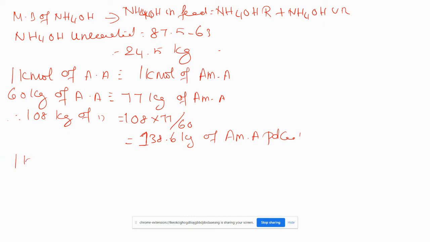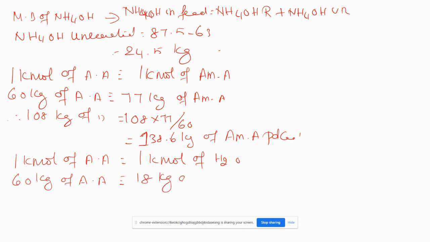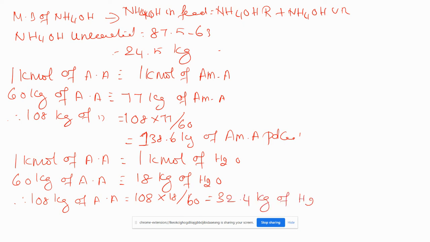In the same way you have to find how much amount of water is produced. 1 kilomole of acetic acid is equal to 1 kilomole of water. So 60 kgs of acetic acid is equivalent to 18 kgs of water. So for the reacted 108 kgs of acetic acid, it is 108 into 18 by 60, that will be equal to 32.4 kgs of water produced.